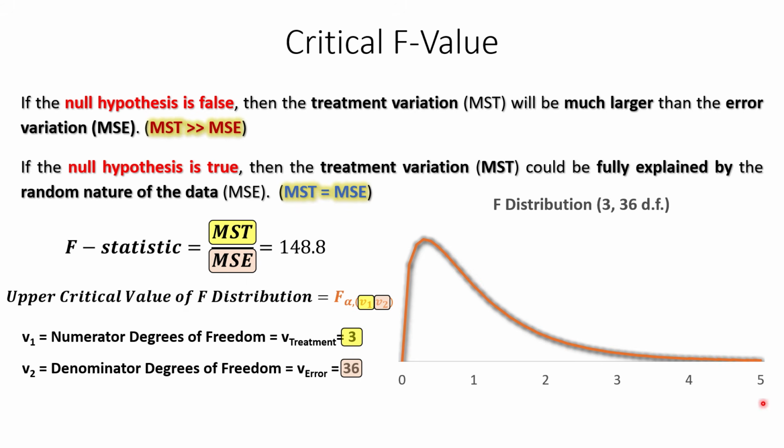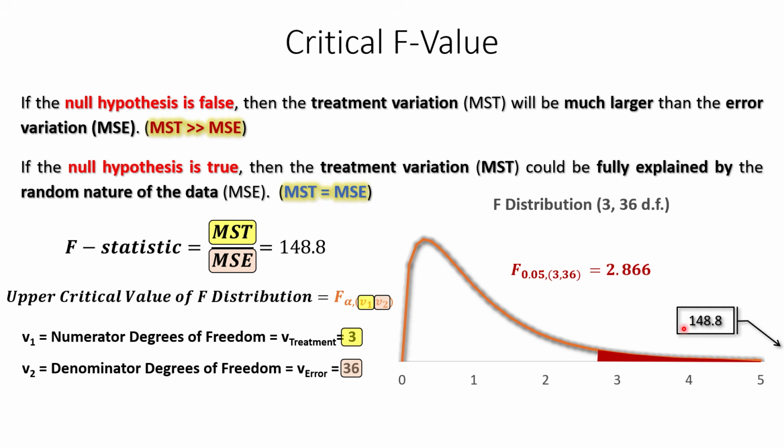Here is what the F distribution looks like at 3 and 36 degrees of freedom. You can look up your critical F value at the 5% significance level. You can calculate it in Excel, or you can look it up on the NIST website. When you look it up, the critical F value that forms the rejection region of our hypothesis test is 2.866, and I've shaded that in red here. Any F statistic greater than 2.866 would mean that we have to reject the null hypothesis.